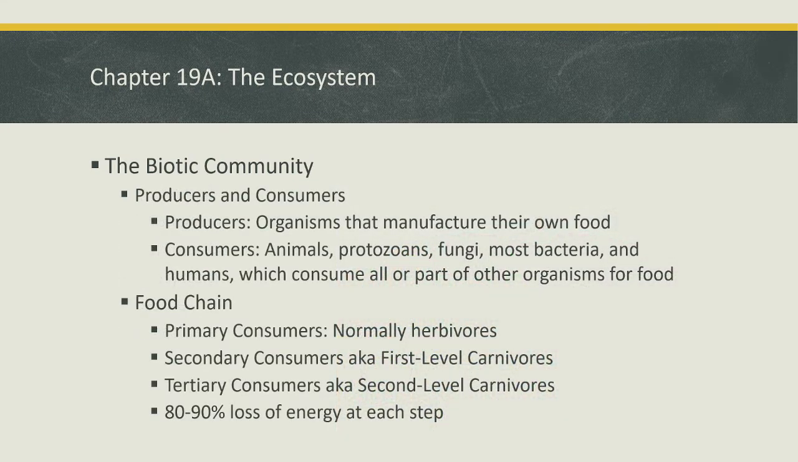And a biotic community is made up of producers and consumers. Producers are organisms that manufacture their own food, and the consumers are animals, protozoans, fungi, most bacteria, and humans, which consume all or part of other organisms for food. And then the food chain. So this really makes more sense going from bottom to top, but just in order. At the bottom of the food chain, you have the primary consumers. These are usually herbivores. They are the things that eat producers. Okay? Then a secondary consumer, also known as a first-level carnivore, is a consumer that eats primary consumers.